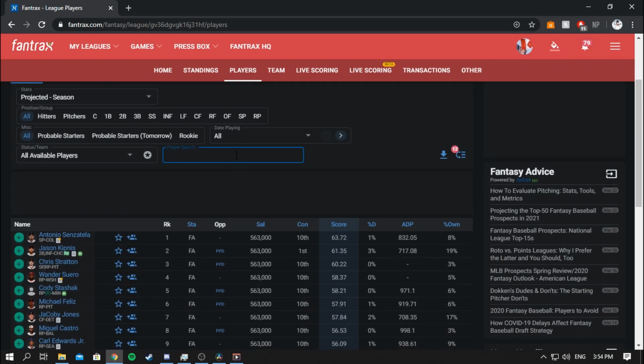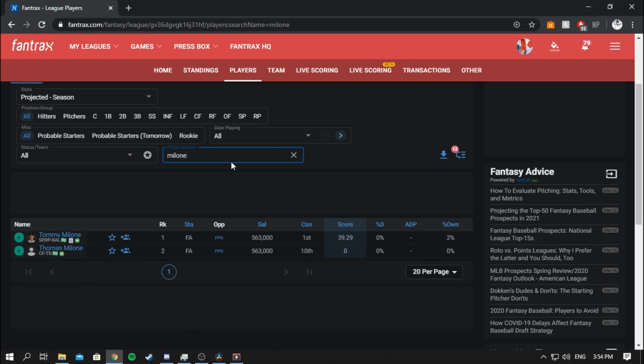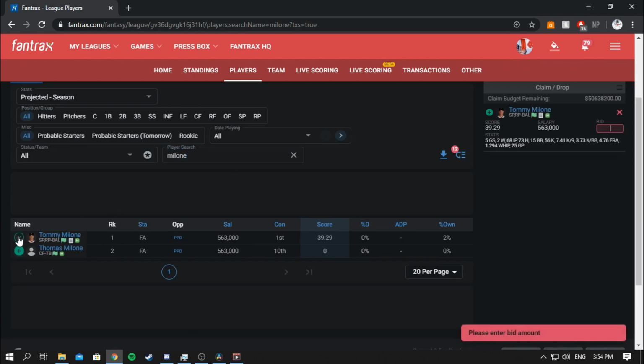And just find Milone. So I already have him down there for $2 million. I can put him in again. You just always have to do your highest bid first. You can put more in on the same guy. So I have a $2 million bid in for Tommy Milone.